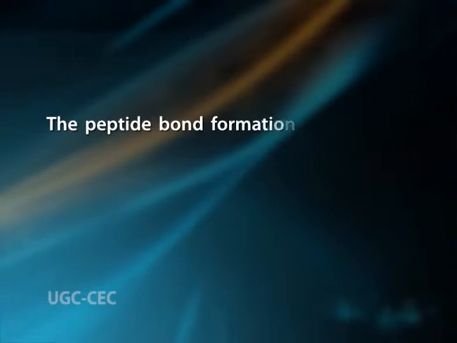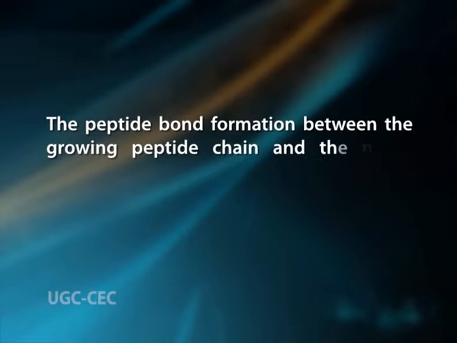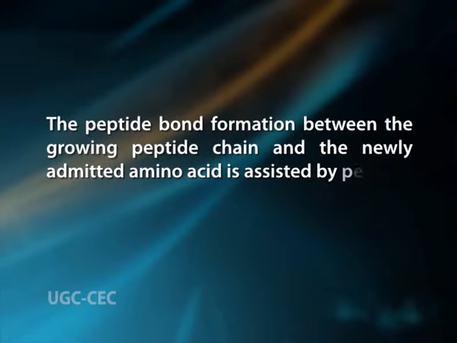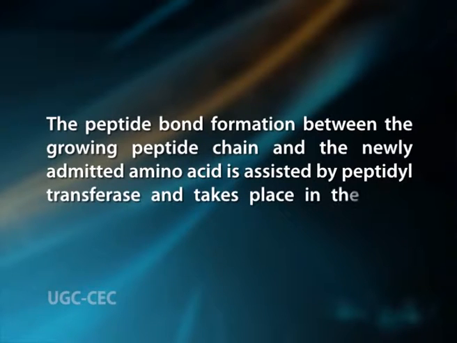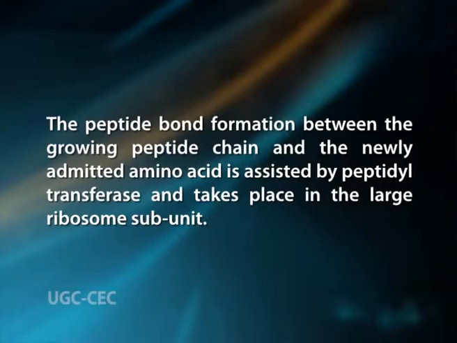The peptide bond formation between the growing peptide chain and the newly admitted amino acid is assisted by peptidyl transferase and takes place in the large ribosome subunit. The reaction occurs between tRNA that carries the nascent peptide chain, peptidyl tRNA, and the tRNA that carries the incoming amino acid, the aminoacyl tRNA. When this has taken place, the tRNA in site P, having transferred its peptide chain and now without any attachments, is moved to site E, the exit site.